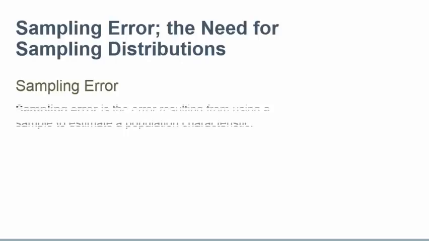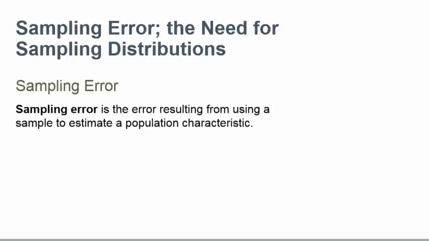Sampling error, the need for sampling distributions. Sampling error. Sampling error is the error resulting from using a sample to estimate a population characteristic.